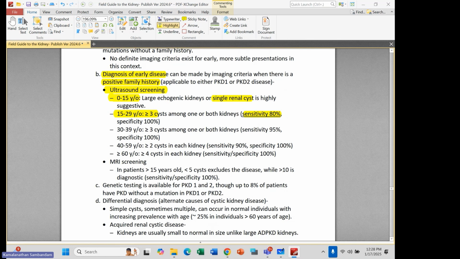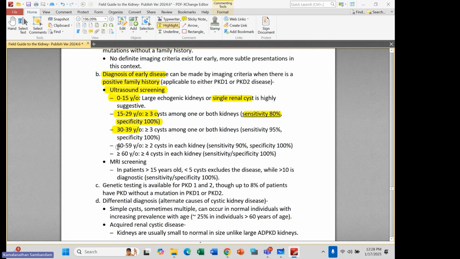Okay, that means 1 in 1 kidney and 2 in the other. That would be considered 3 or more in both kidneys. That would have a sensitivity for ADPKD of 80%, but be highly specific, right? Remember, this specificity is also with the known family history of ADPKD, okay?